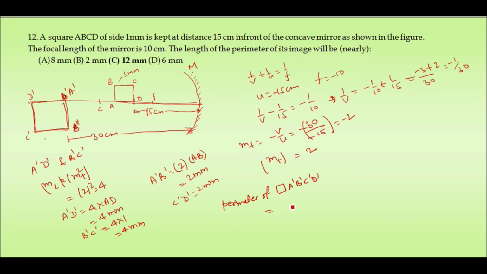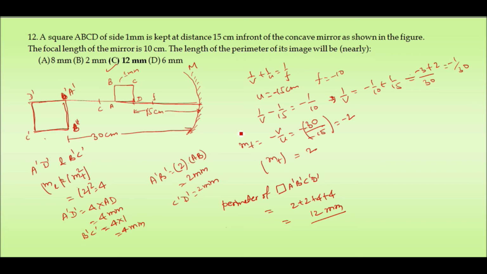So the perimeter of the rectangle A dash B dash C dash D dash is equal to A dash B dash plus C dash D dash plus A dash D dash plus B dash C dash, and it is equal to 2 plus 2 plus 4 plus 4, so it is equal to 12 mm. So if you see the options, option C is correct and the answer is C, 12 mm. So how do you solve this problem? You just separate transverse and longitudinal magnification, calculate both magnifications, then add the sides of the rectangle.